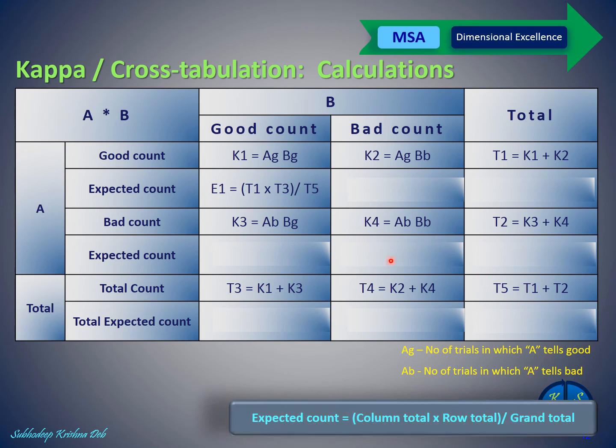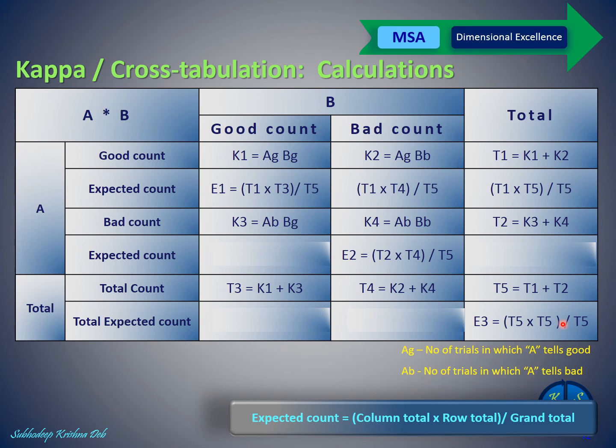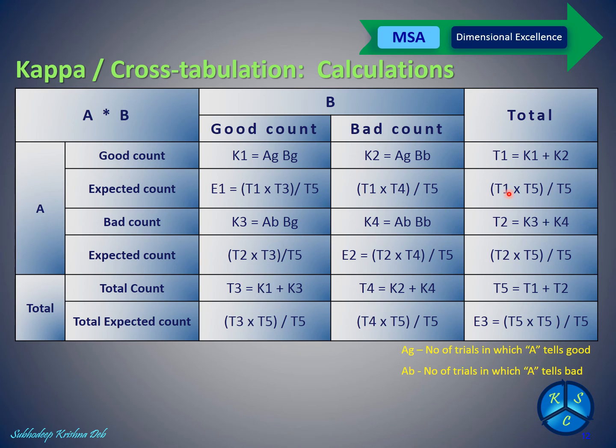After doing all this, we have to calculate the expected count, which is given by this formula: T1 into T3 divided by T5. This gives E1. Then E2 is T2 into T4 divided by T5. And finally E3 is T5 into T5 divided by T5, that is T5, which is 150. Then we populate the whole table in a similar fashion.